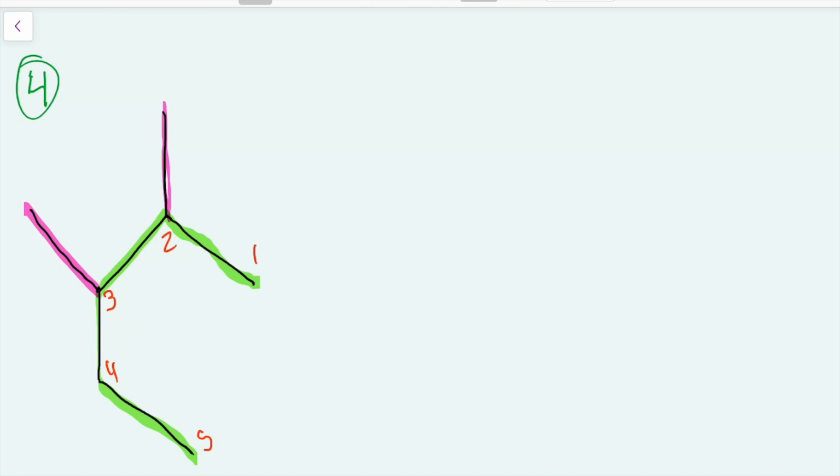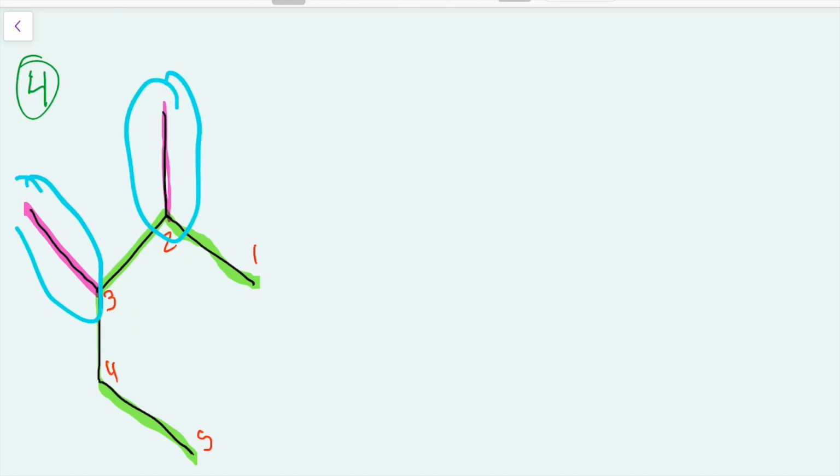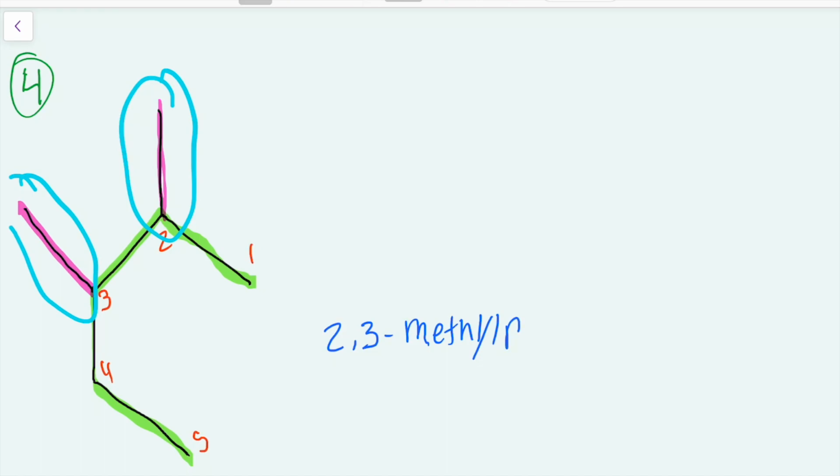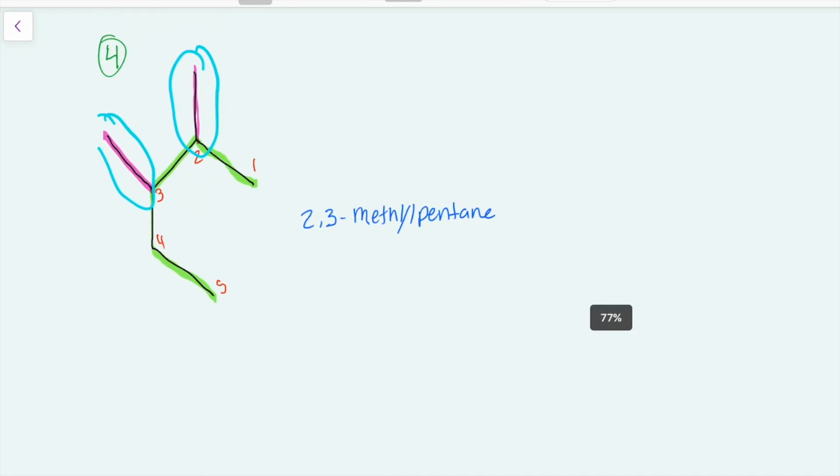With 5 carbons, this is going to be a pentane molecule overall. Since we now have 2 methyl groups off to the side, it will be a 2,3-dimethylpentane, since we said it has a 5 carbon chain. That would be that overall one. Hope this helped you guys out.